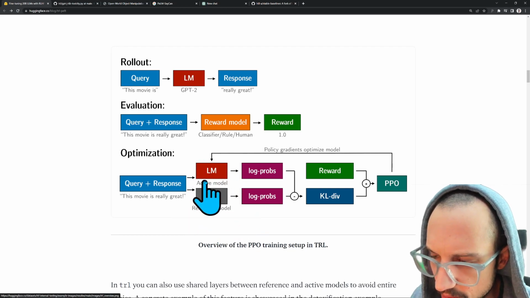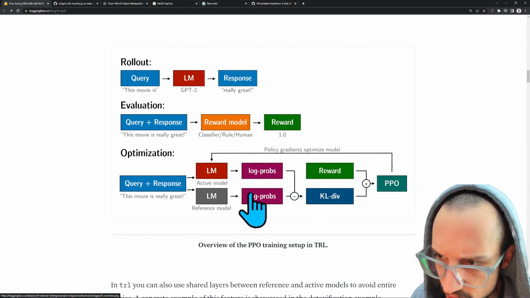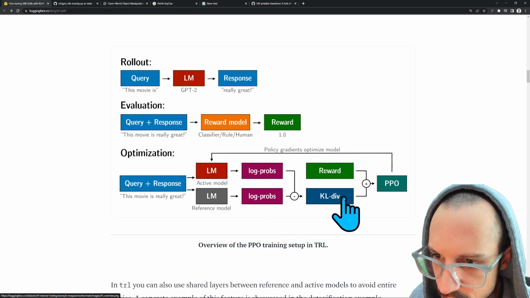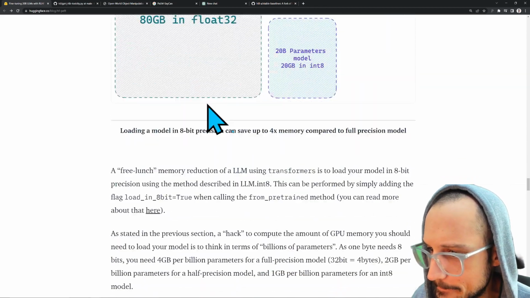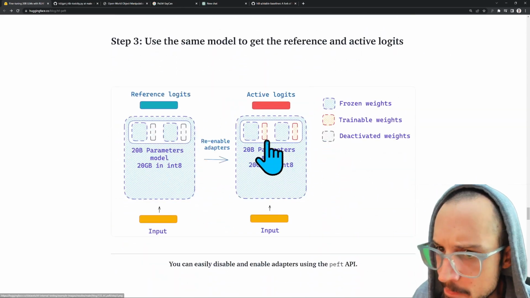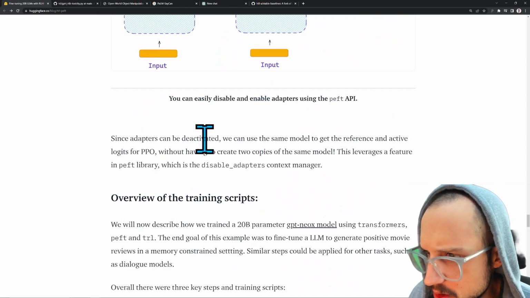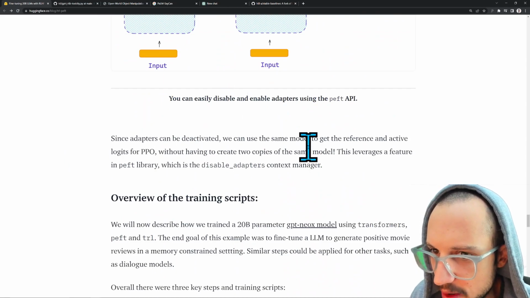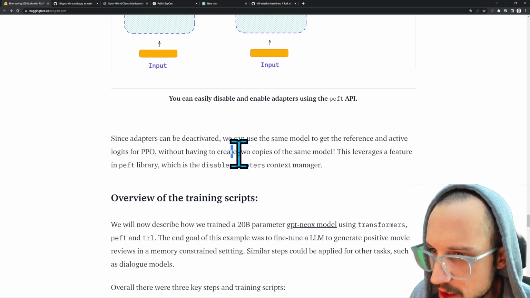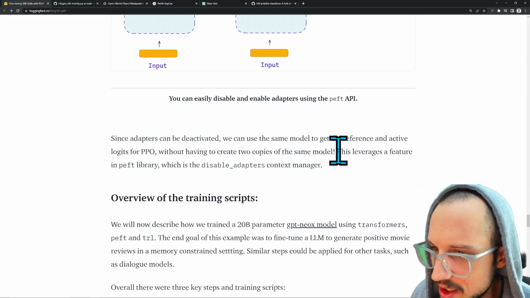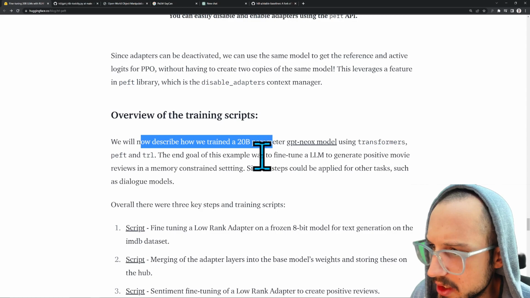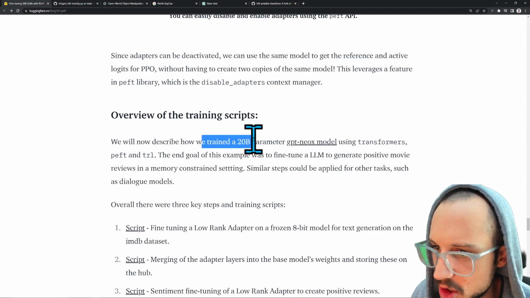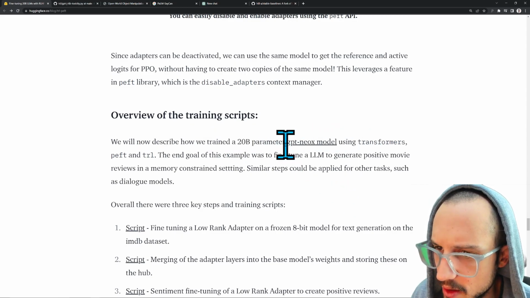You have your reference model, you have your active model, and then you take those logits, they define some probability distribution, and you can take the KL divergence between those. Since adapters can be deactivated, we can use the same model to get reference and active logits for PPO without having to create 2 copies of the same model. This leverages a feature in the PEFT library with the disabled adapters. We will now describe how we trained a 20 billion parameter GPT Neo X using transformers.